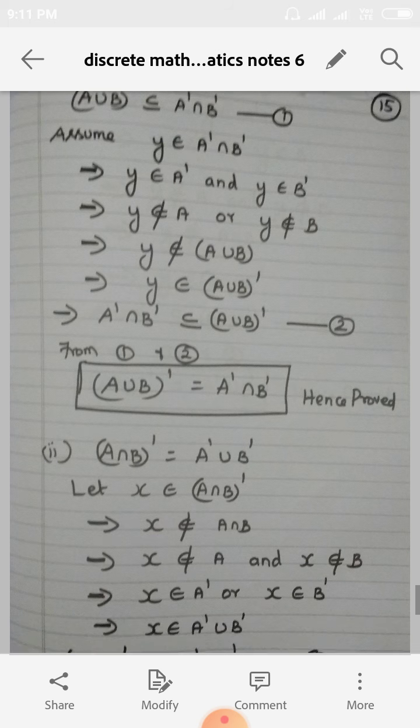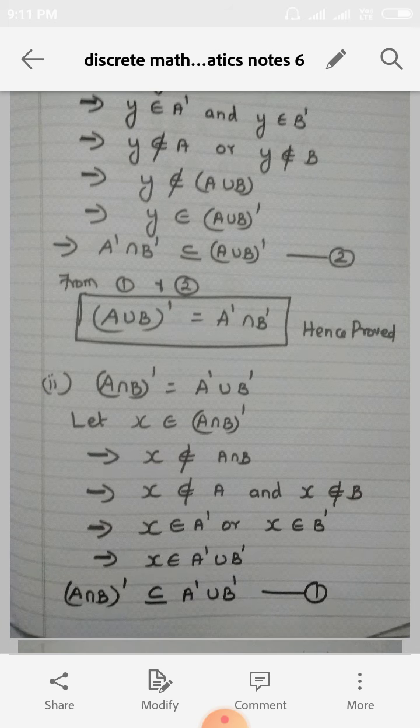Coming Friday, I will give you one small test on this chapter, so please go through all the theorems. Okay students, thank you.